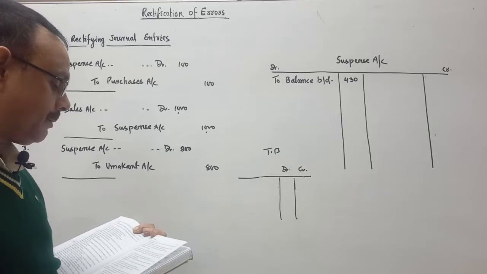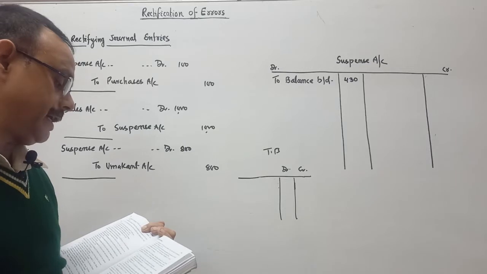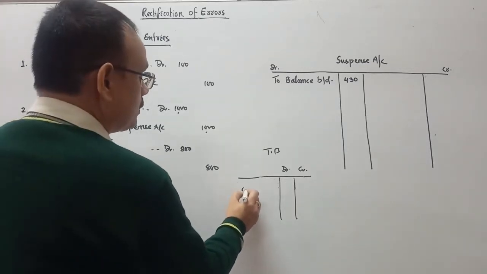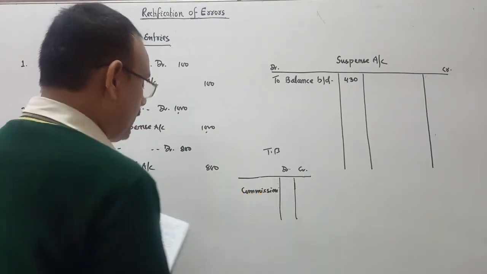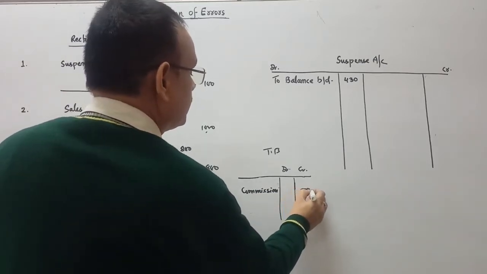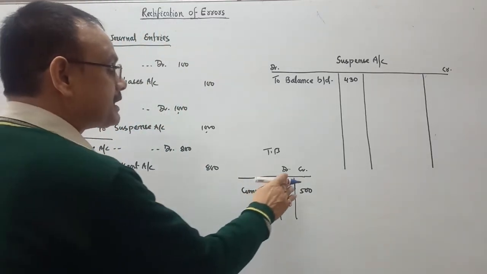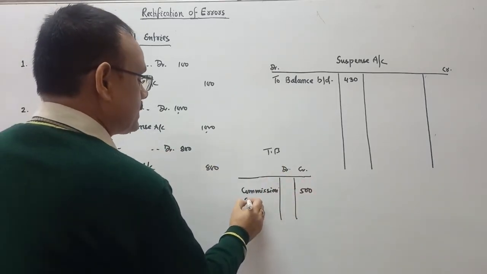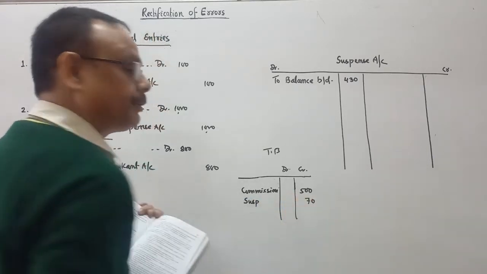The next error is an amount of rupees 500 posted to the credit side of the commission account instead of 570. So we have posted 500 on the credit side of the commission account instead of 570. It means we have posted 70 rupees less on the credit side of the commission account. So the suspense account will be on the credit side by 70 rupees.